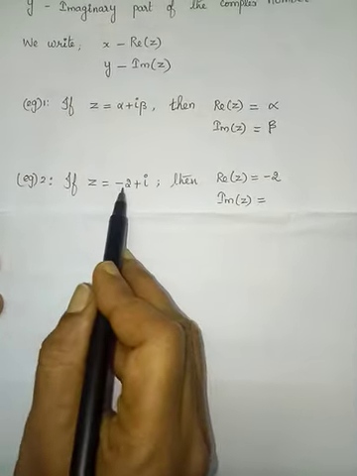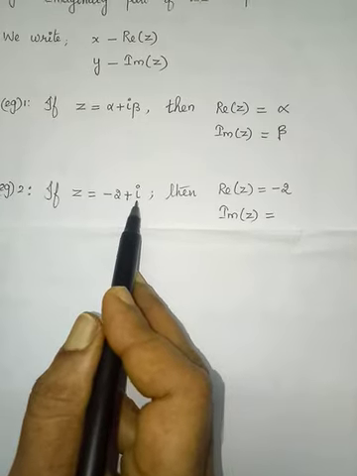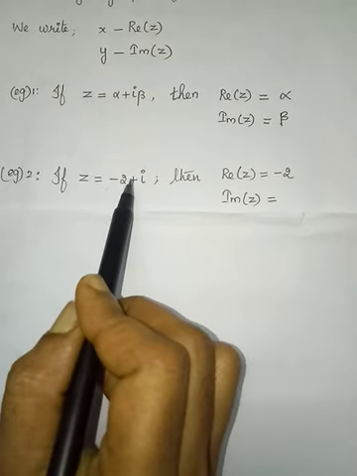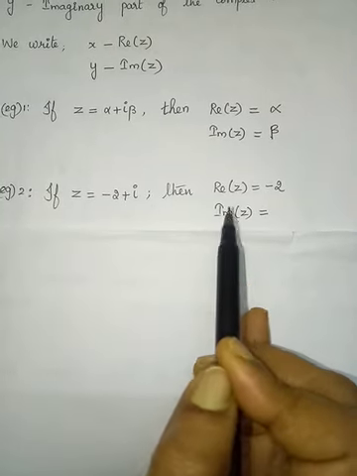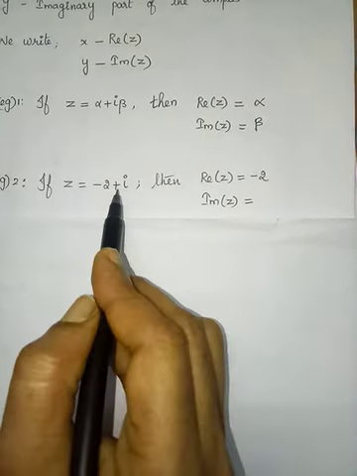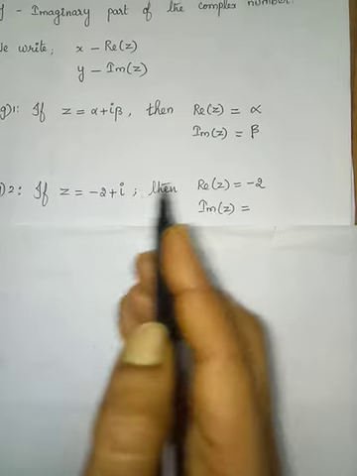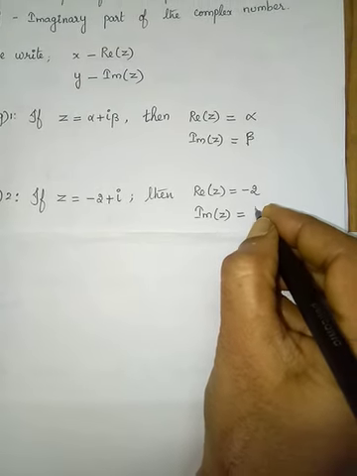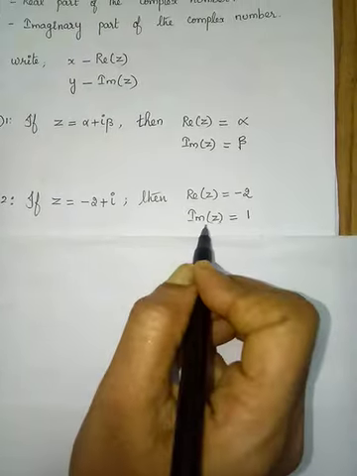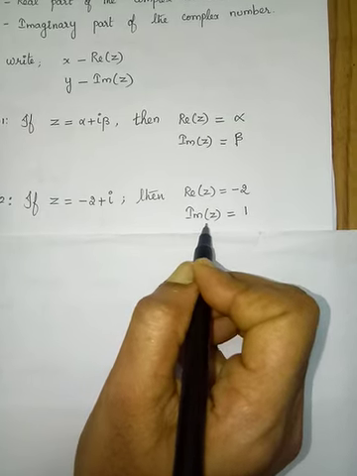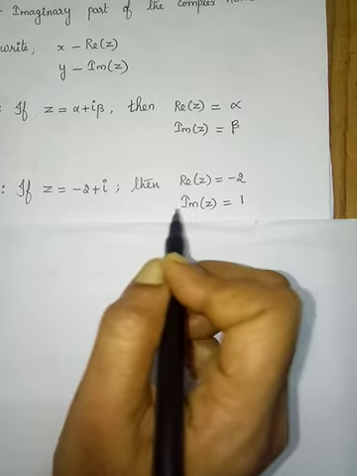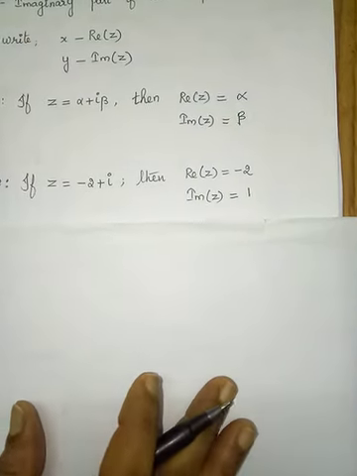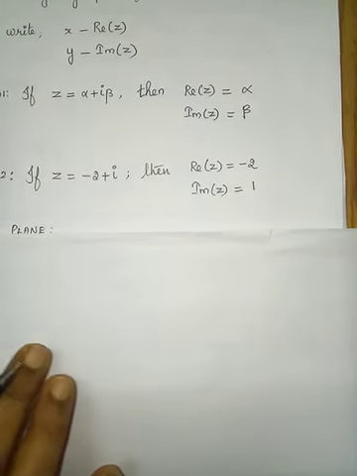Okay, see the next example. z is equal to minus 2 plus i. So what is the real part? The real part is minus 2. Can you say the imaginary part? The coefficient is 1. So the imaginary part of z is 1. While writing the imaginary part of a complex number, you should not write i. Only the coefficient of i has to be written as the imaginary part of z.